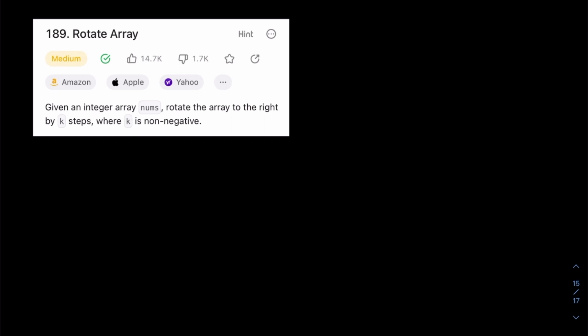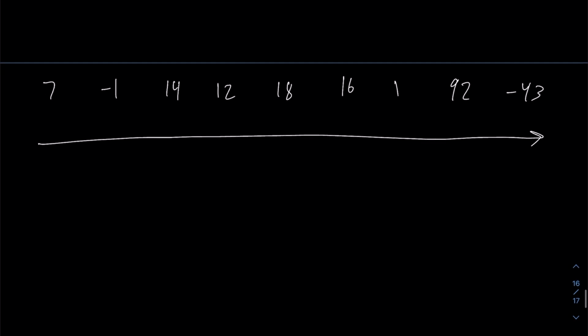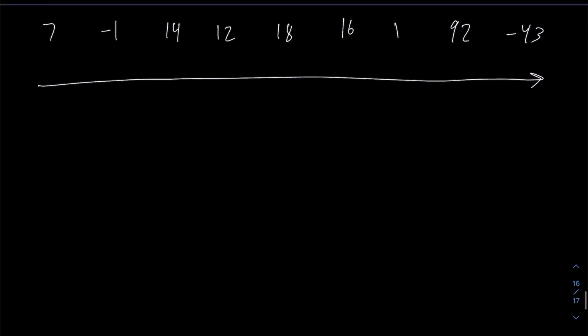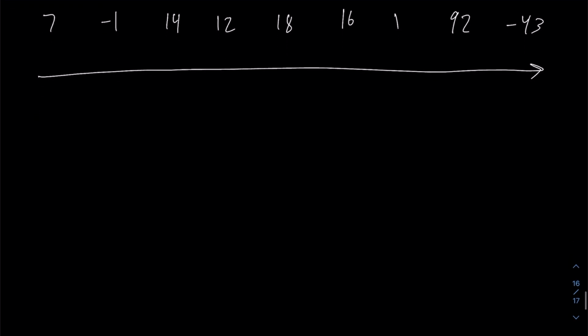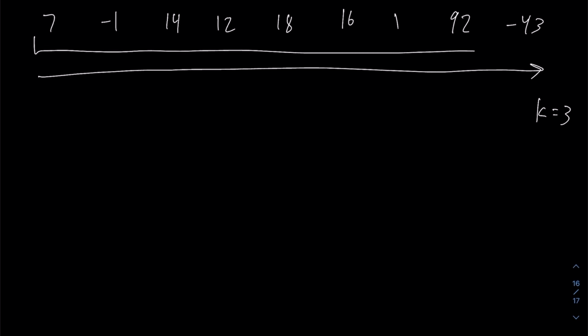Well, let's talk about the intuition first. If we were given an arbitrary array, let's say 7, -1, 14, 12, 18, 16, 1, 92, -43, and some random k value, let's just say k equals 3 for now. Of course, the first thing we want to notice is that if k is equal to like 20, for example, we always want to mod it first by the length of the array itself.